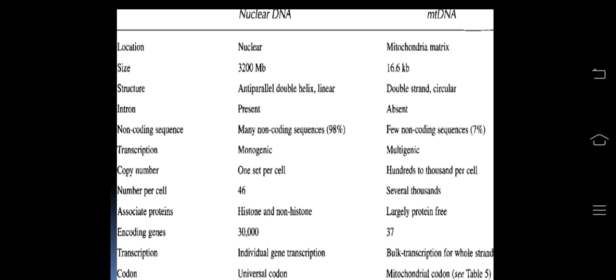But mtDNA, mitochondrial DNA. Location: mitochondrial matrix. Size: 16.6 kb. Structure: double strand, circular. Introns absent. Non-coding sequences: few. Transcription: multigenic. Copy number: hundreds to thousands per cell. Number per cell: several thousand. Associated proteins: largely protein free. And encoding genes: 37.